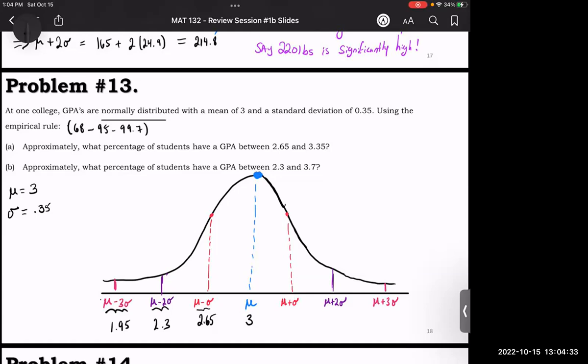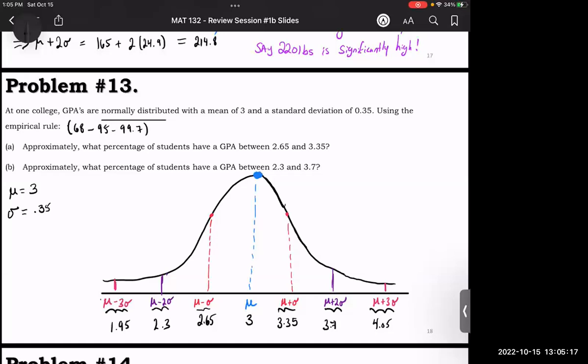Now we're going to do it at the opposite end. The first one to the right of the mean is the mean plus 1 standard deviation. That means I take the mean and add 0.35. So what's 3 plus 0.35? 3.35. What would the next value be? 3.7. And the last? 4.05.